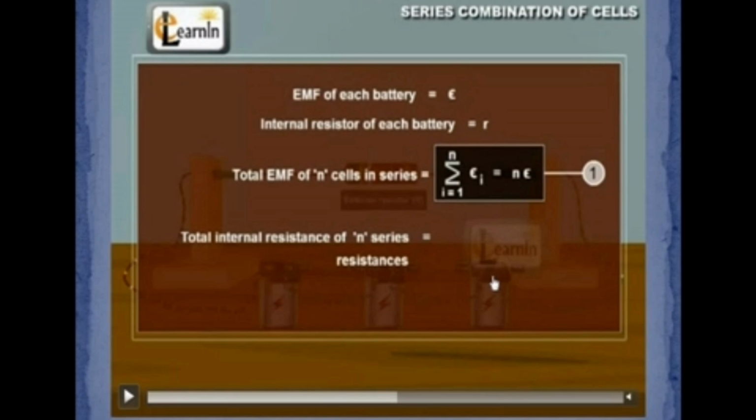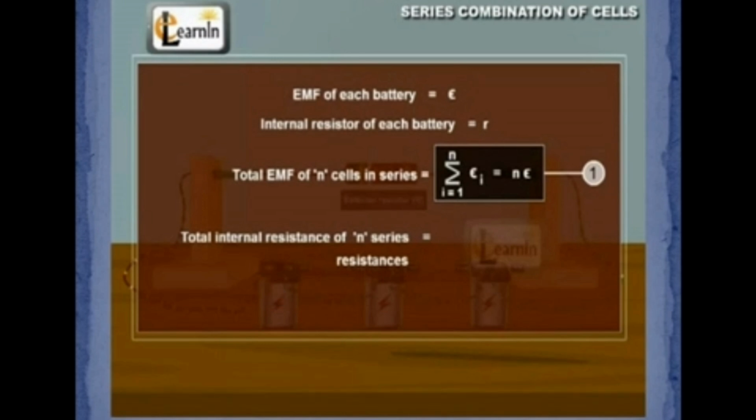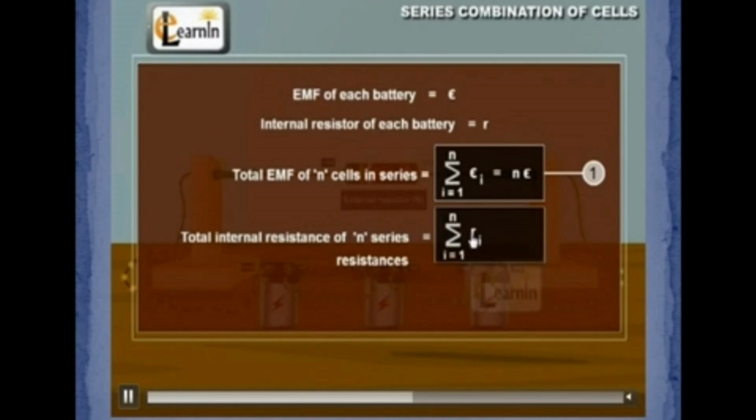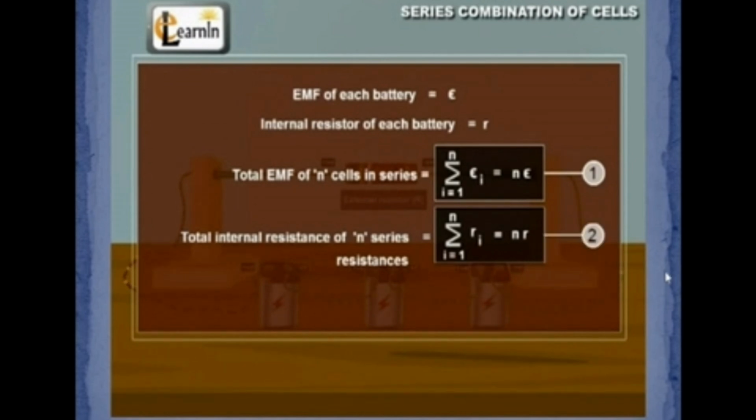So when each cell has an internal resistance, we have seen in our last class that when resistors are connected in series, the effective resistance equals the sum of all the resistances. We have to add all the resistance values. Like that, here also the total internal resistance of N cells is added. So the total resistance of N in series equals summation of Ri, i equal to 1 to N. So you can write NR, that is the total internal resistance.